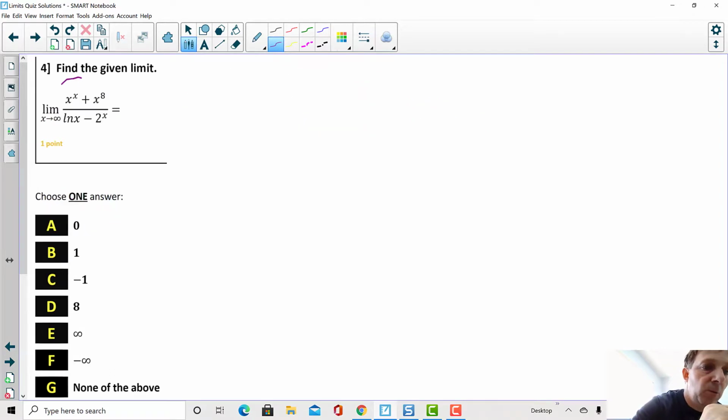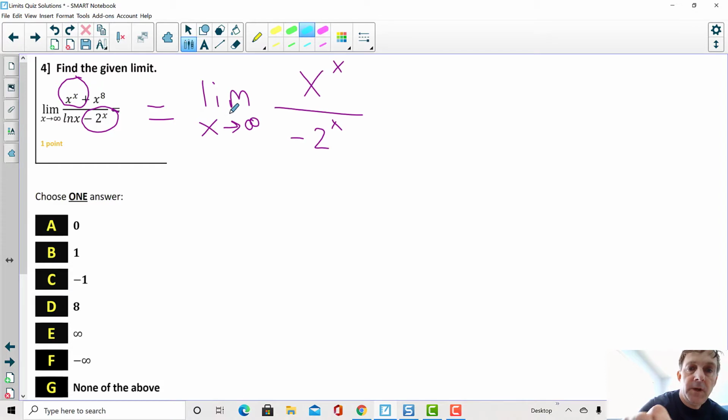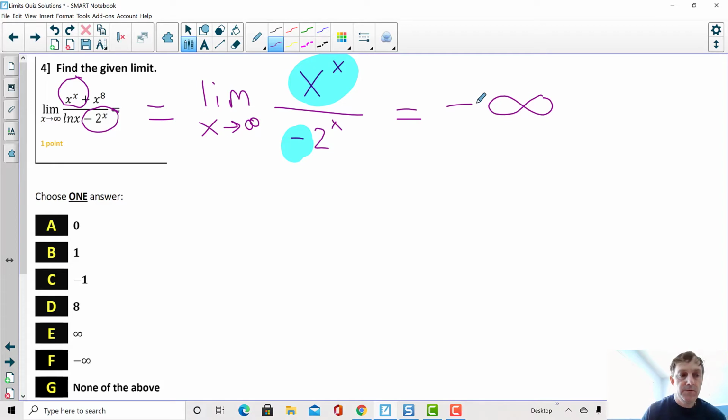Okay, for this limit, we need to see what is the biggest piece on the top and what is the biggest piece on the bottom. We'll rewrite this. That limit would be the same answer as this limit. Okay, I think you can see the top goes to infinity faster. So your final answer will be infinity. Don't forget to count the negatives. You do have one negative down here on the bottom. So final answer will be -infinity. Choose F.